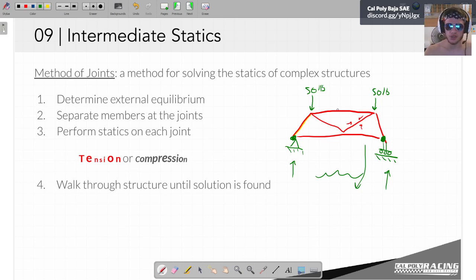For this one, pretty easy. I didn't put any dimensions on here, but I think we can all see by eye this is going to be pretty even. So 50 pounds and 50 pounds. So now we have everything external to our structure.